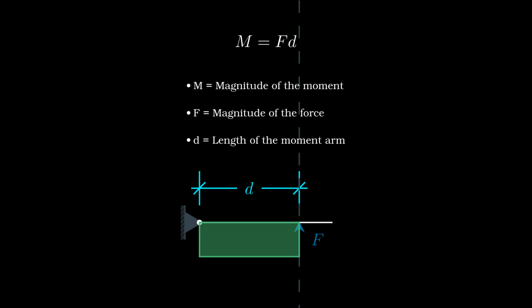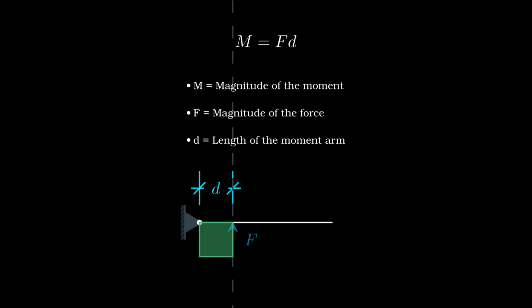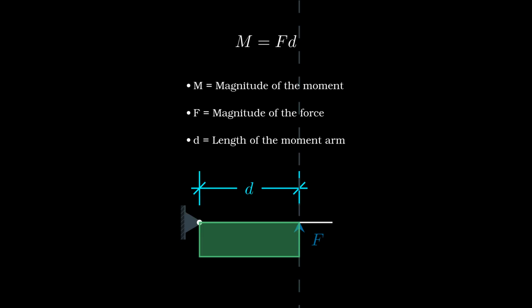Now the rectangle shows us what happens to the moment as we move and change the force. If we slide our force farther from the hinge, the moment gets bigger. If we slide the force closer, the moment gets smaller. If we make the force bigger, the moment gets bigger. And if we make the force smaller, the moment gets smaller. This covers the magnitude part of the moment.